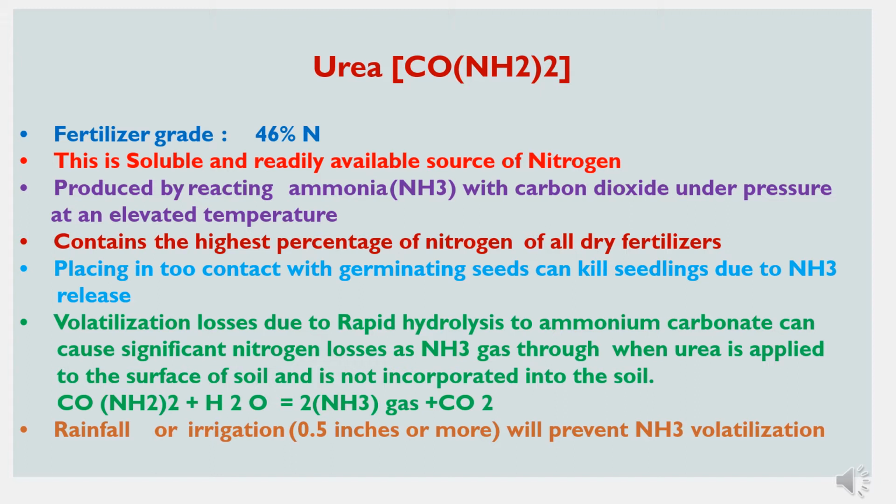Urea is very susceptible to volatilization losses due to rapid hydrolysis of ammonium carbonate, which can cause significant nitrogen losses as ammonia gas when urea is applied to the surface of soil and is not incorporated into the soil properly. In case of volatilization, the urea reacts in presence of water and forms ammonia gas if it is in direct exposure to the sunlight, and it will cause loss of nitrogen. Rainfall or irrigation of 0.5 inches or more will prevent ammonia volatilization losses.